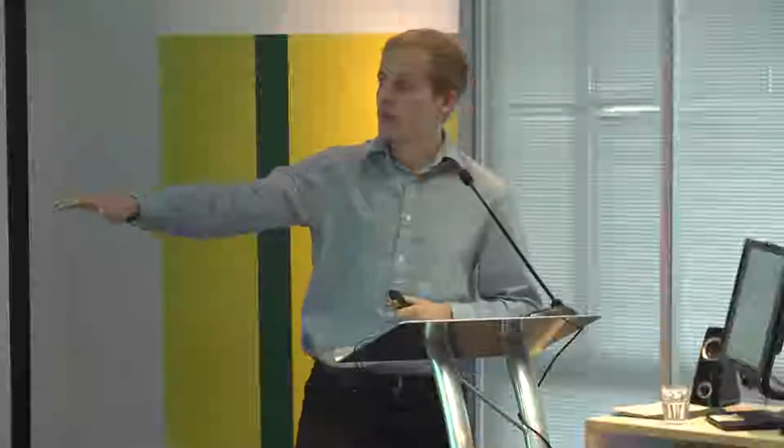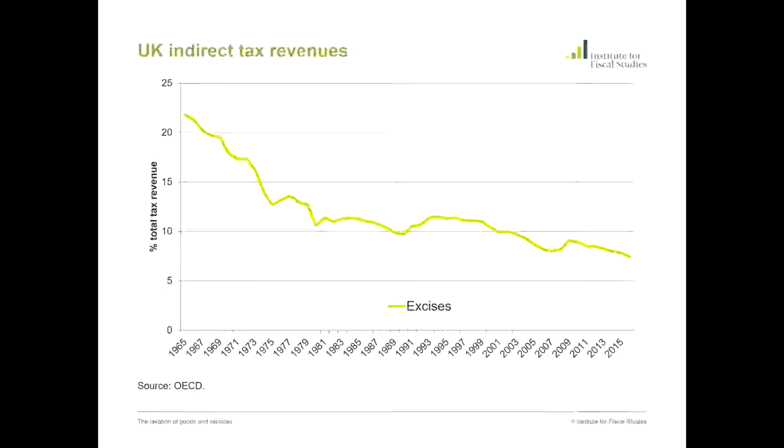And we can see this here in the UK's tax revenue from excise taxes, which are paid by both businesses and consumers. And back in the 60s, over 20% of our tax revenue came from excise taxes, and this has gradually come down over time. And so less reliance on indirect taxes paid in production.